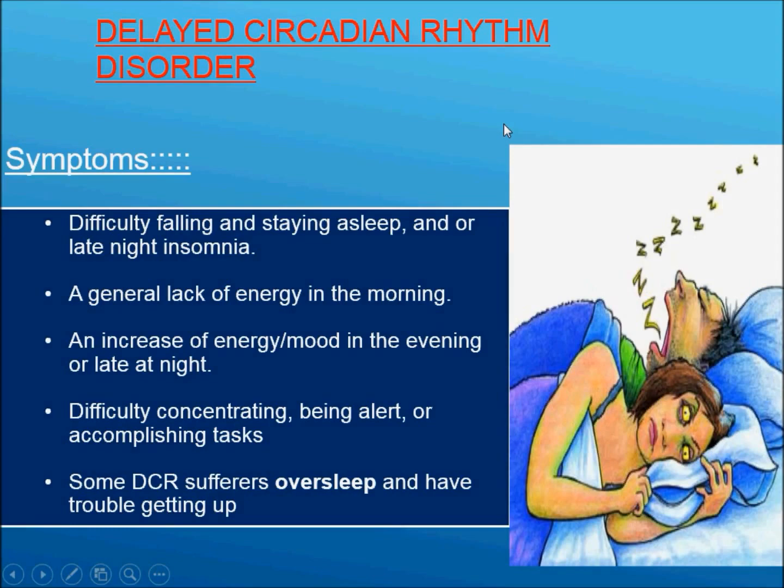Now the symptoms of the delayed circadian rhythm disorder, that is DCR, are that you feel difficulty falling and staying asleep, or late night insomnia, lack of sleep, a general lack of energy in the morning. These are the symptoms of the DCR disorder. An increase of energy and mood in the evening or late at night. And you feel difficulty concentrating, being alert, or accomplishing tasks. Some DCR sufferers oversleep and have trouble getting up.